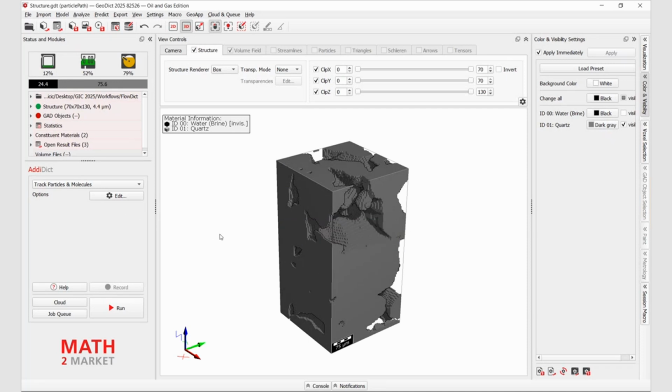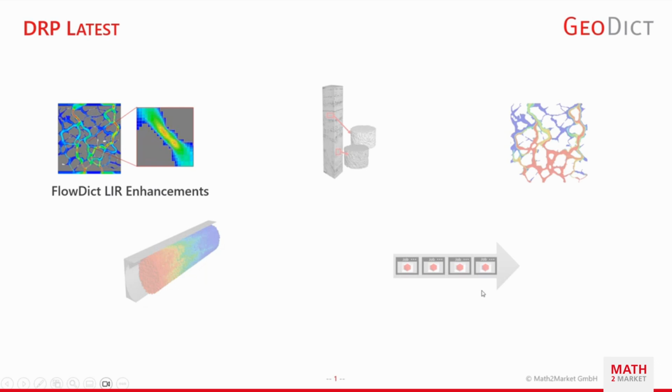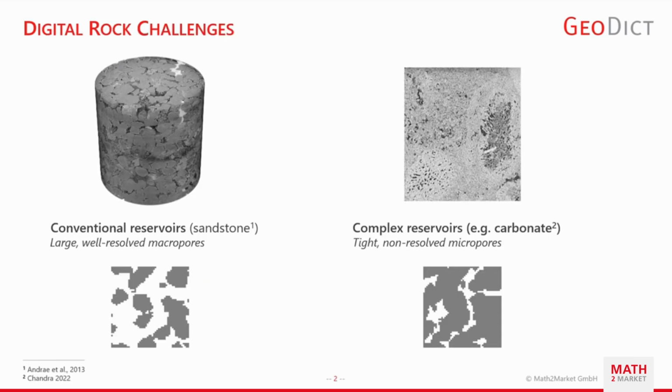With that said, I can continue with the presentation and also show you more features that you'll find great for property prediction. I'll start with first improvements to FlowDict, namely to the LIR solver in FlowDict for prediction of permeability, absolute permeability.